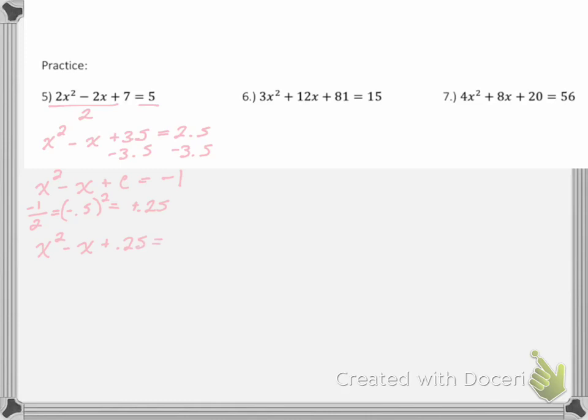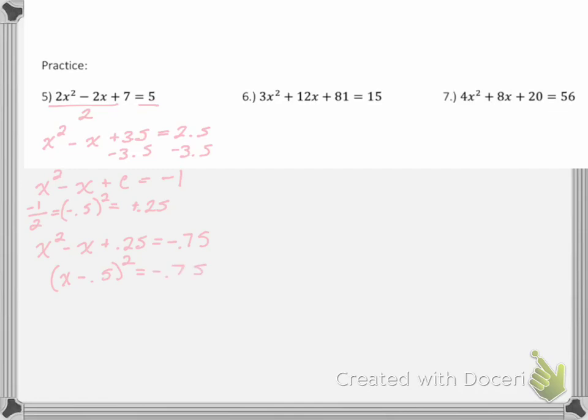And I'm going to add it to the other side as well. So that's going to give me negative 0.75. And then I'll go ahead and factor the left side. So that would give me x minus 0.5 squared. Okay? Because if you were to square root 0.25, that gives you 0.5. And if I add negative 0.5 to itself, so negative 0.5 plus negative 0.5, it does give you negative 1. And it equals negative 0.75.